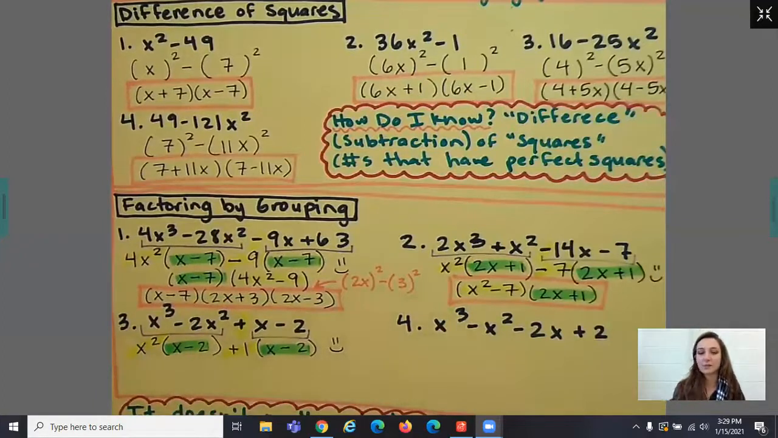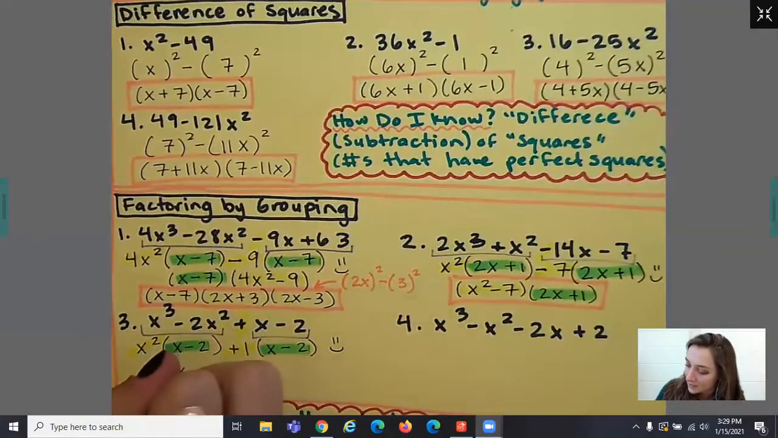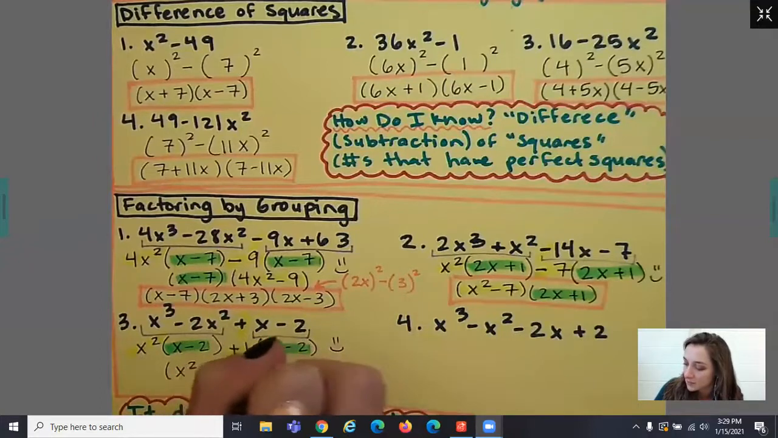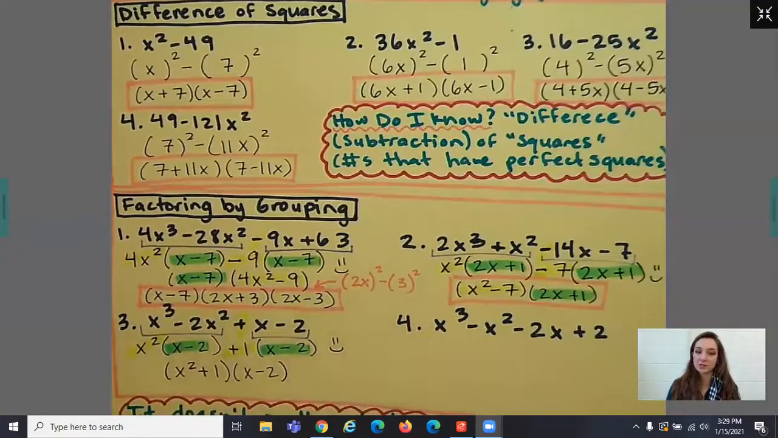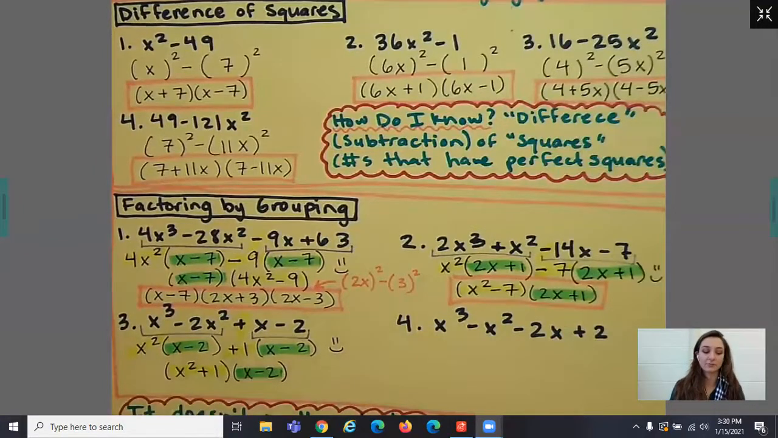Now, the reason that a lot of people get tripped up on this problem is because they will not pull out a positive 1. They'll just write it as x minus 2. And they'll get that the answer is x minus 2 times x squared. But that's not entirely true. Our whole answer is x squared plus 1 times x minus 2. And that's the piece that you wouldn't have gotten if you pulled out the 1 times x minus 2. And that is your answer. Even though x squared and 1 both do have perfect squares, they're not a difference. They don't have the subtraction, so we cannot simplify that any further.